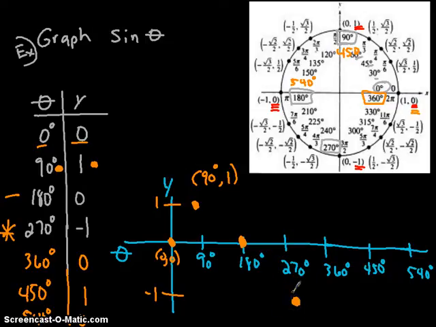And then when theta was 360, it's at 0. So that's here. 450 is at 1. So at 450, we wound up at 1. And then the last one, 540, it will be at 0.